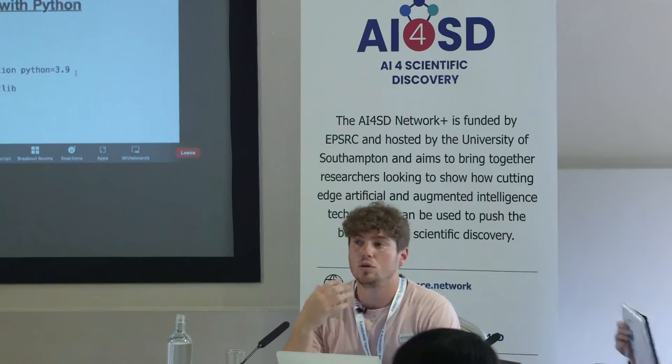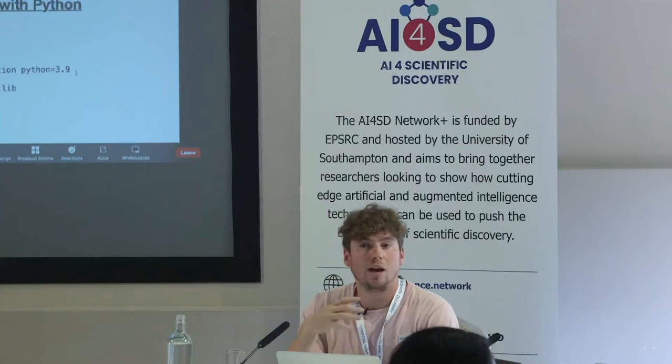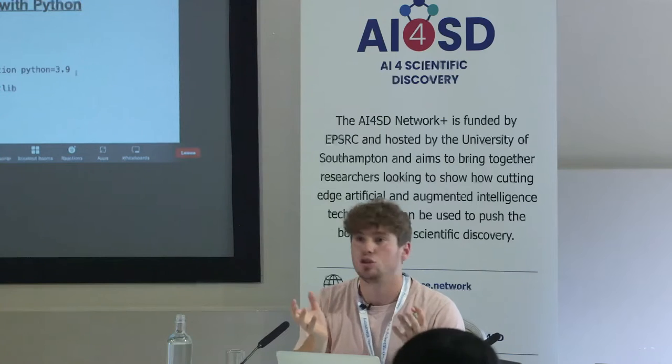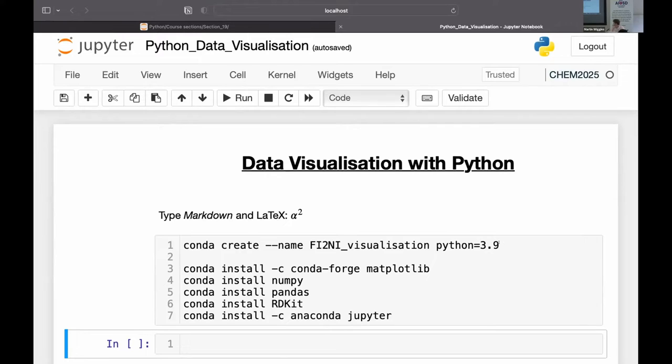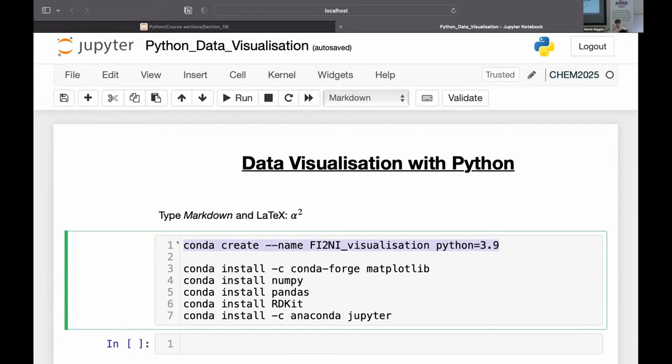So everything that you do, all the packages that you install, all the work that you do, only affects what's in this sandbox. It shouldn't affect anything outside of that ecosystem. The way that we create our virtual environment is using this bit of code here, the top line. The command is conda create --name. I've named mine failed-it-to-nailed-it-visualization. And then I have set which version of Python I want to use. I've said 3.9, but you may have a favorite version that you would prefer to use.